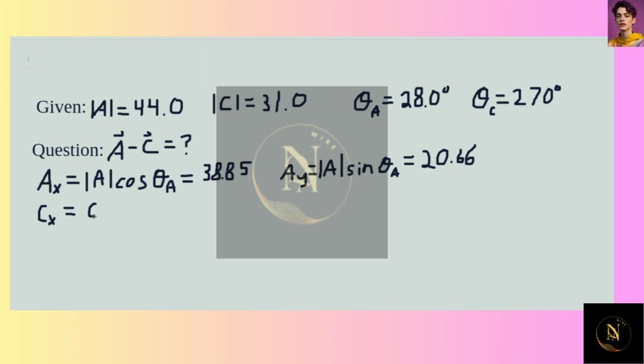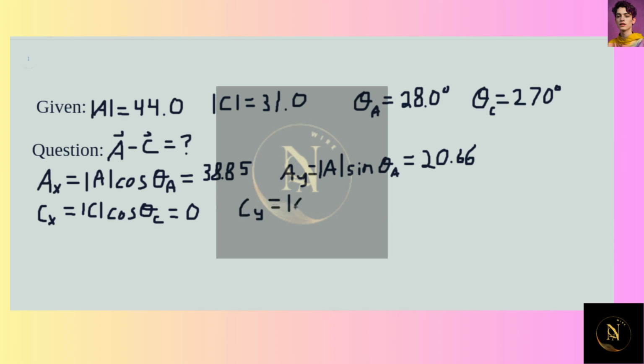Okay, now we want to do the same thing for CX and CY so we can subtract the like components from one another. So we have the magnitude of C multiplied by the cosine of theta C. Well, the cosine of 270 degrees is 0. And that makes sense because the C is along the y-axis, and there's no x component then. So this is just 0.